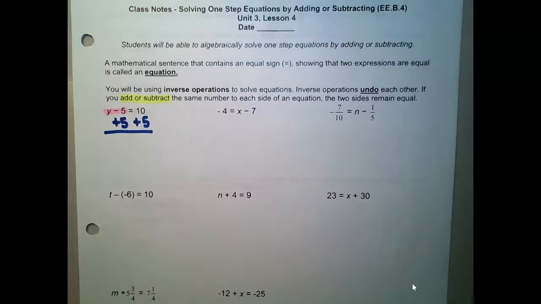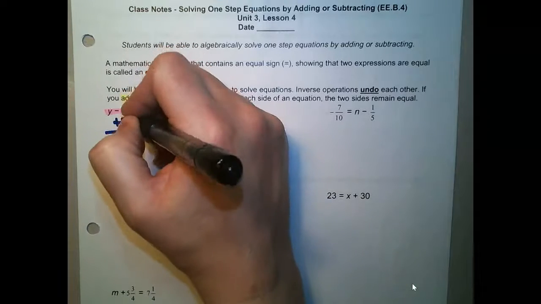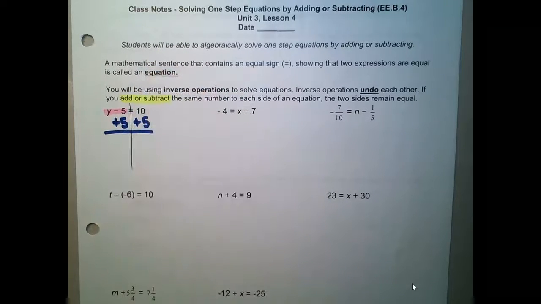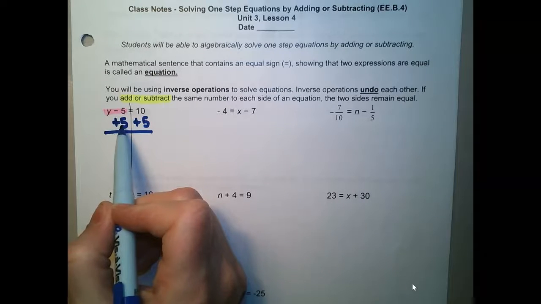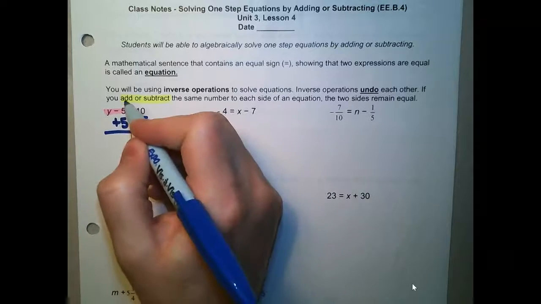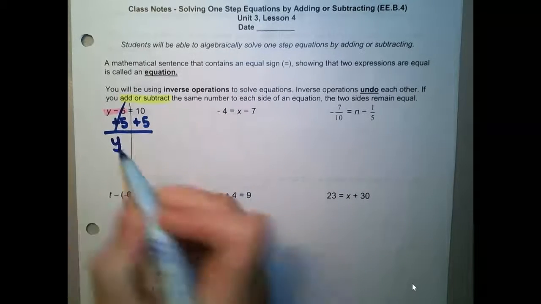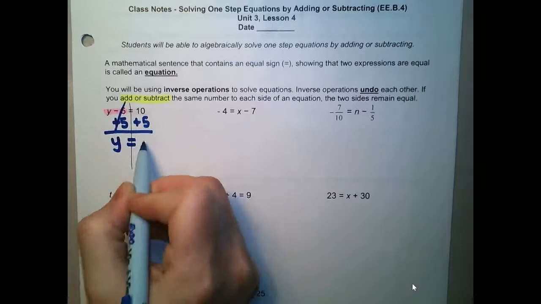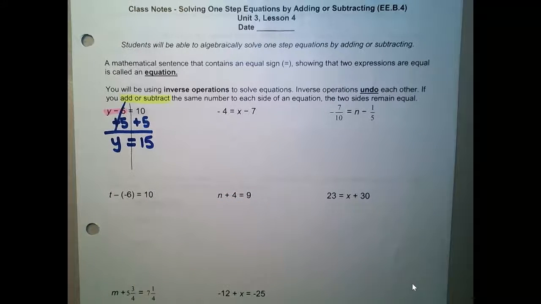Now, when I say on the left and on the right, we're talking about on the left side of the equal sign and on the right side of the equal sign. So negative 5 plus 5 comes out to be 0. They cancel each other out, and you only have y on the left side. And on the right side, 10 plus 5 is 15. And that's our solution. A solution involves a variable, an equal sign, and the number that variable is worth.